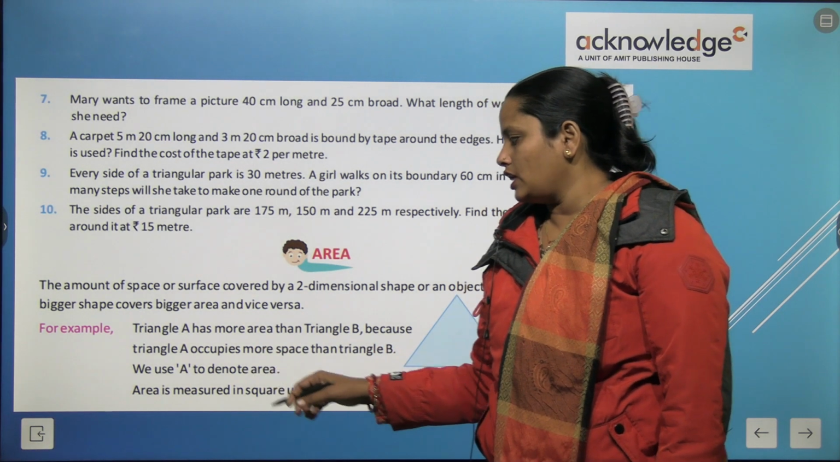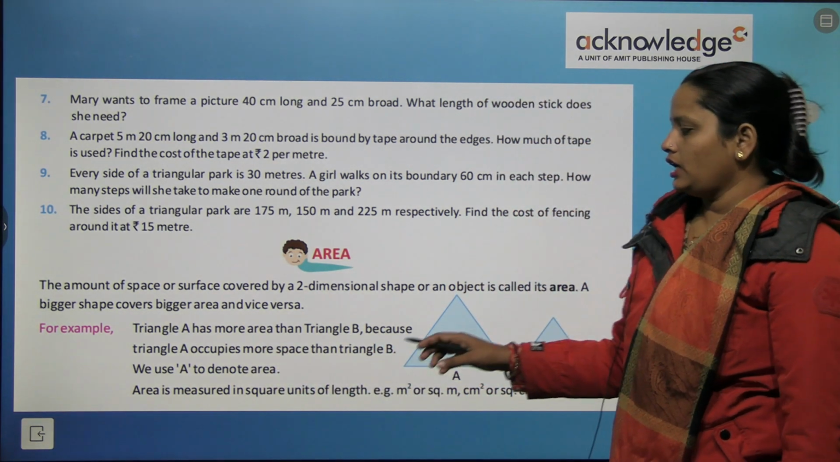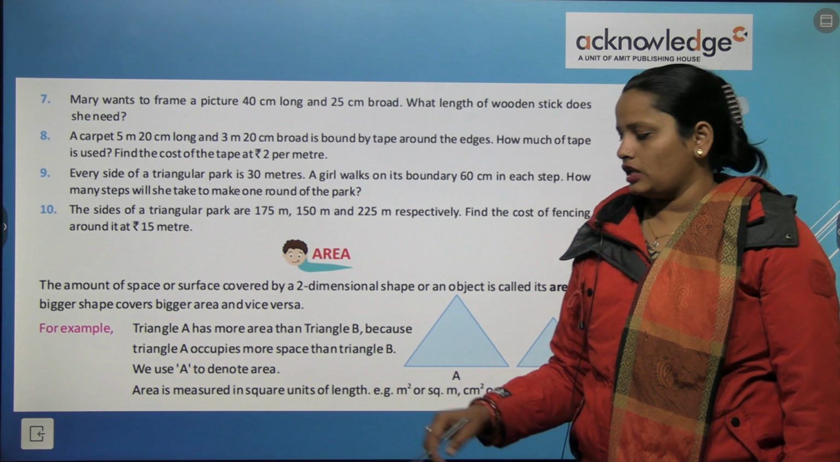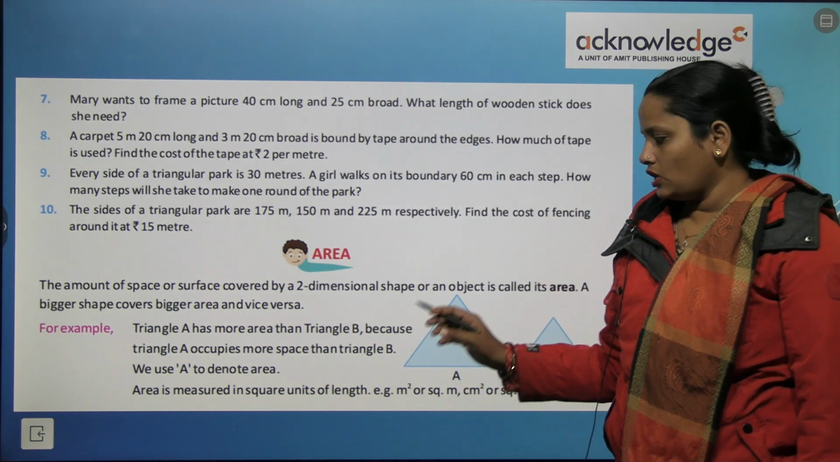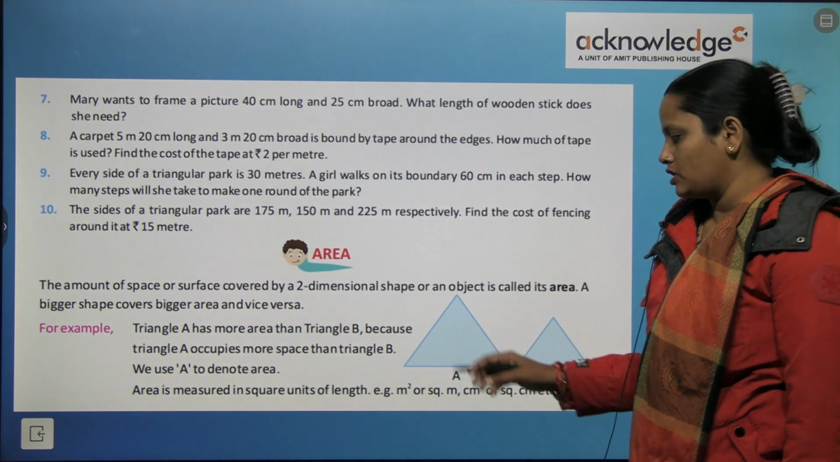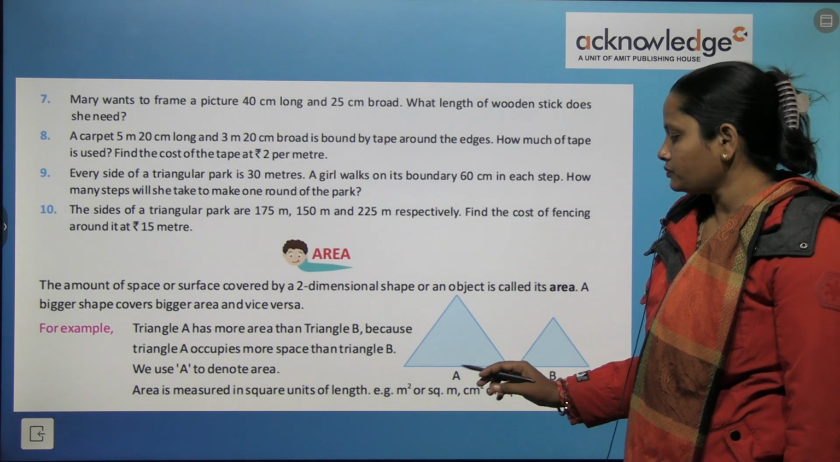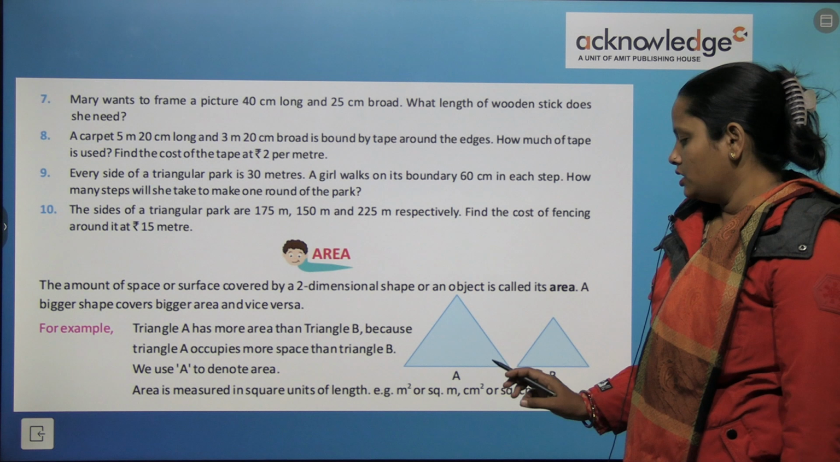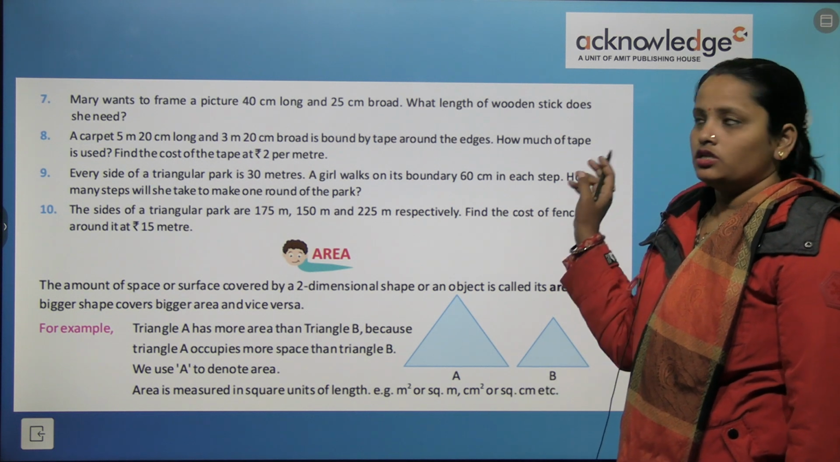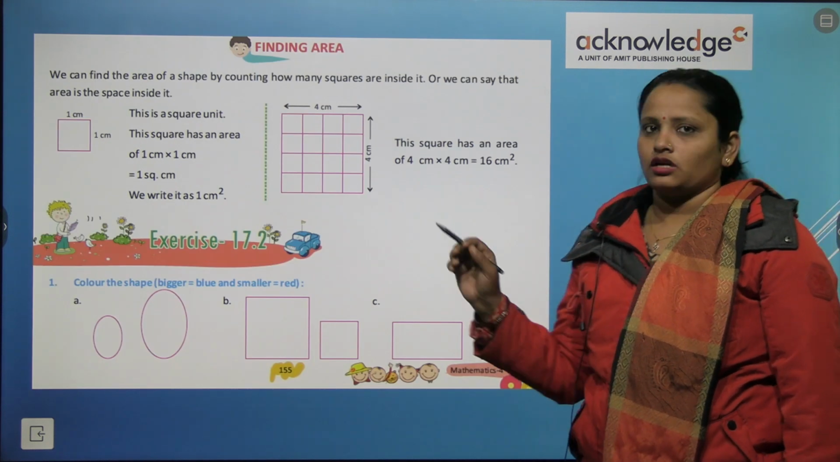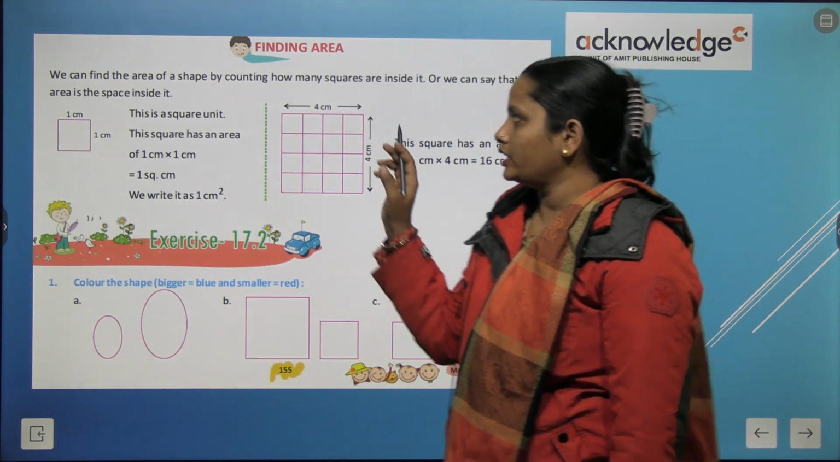Now we use A to denote area. Area is measured in square units of length. एरिया को हमेशा हम स्क्वायर यूनिट्स में मेजर करते हैं. Example meter square and square meter, centimeter square and square centimeter, etc. Now let's learn how can we find the area.